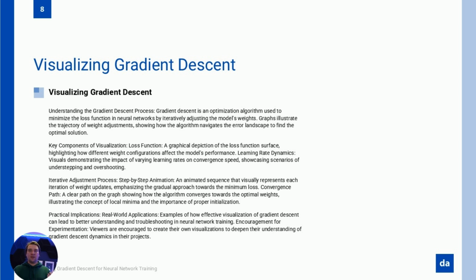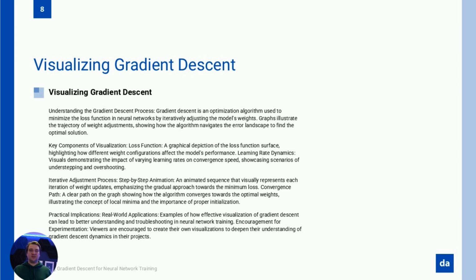Imagine a 3D map of a mountain range. Each peak and valley represents different configurations of weights in the neural network, and the goal is to find the lowest valley, the global minimum. The loss function surface provides this map, showing how the loss changes with different weight values. It's the foundation for understanding how gradient descent moves.